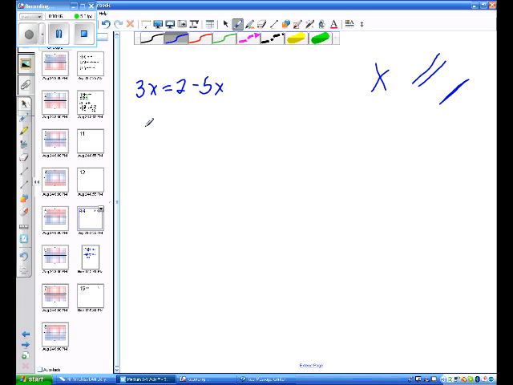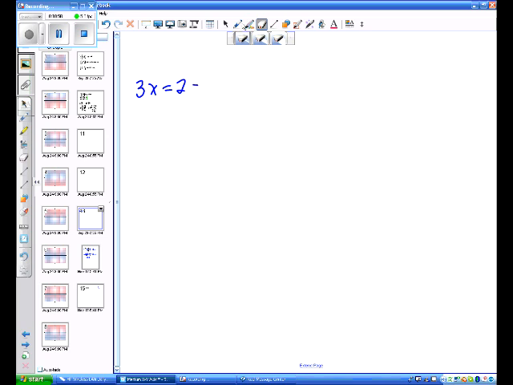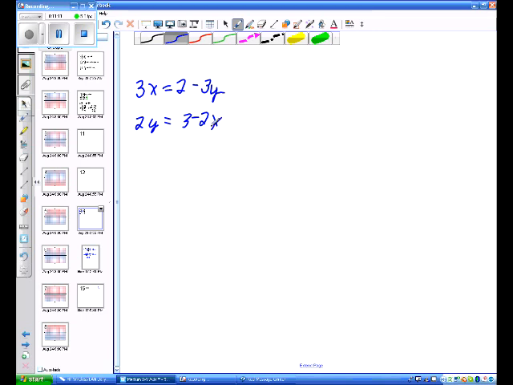So we have 3x equals 2 minus 3y, and 2y equals 3 minus 2x. Okay, first of all, we need to rearrange these. So we need it in the form of ax plus by equals c. So I would add the 3y. And here I would add 2x.